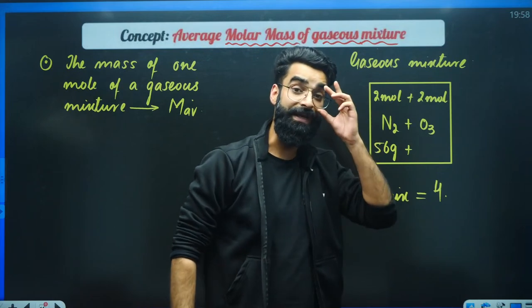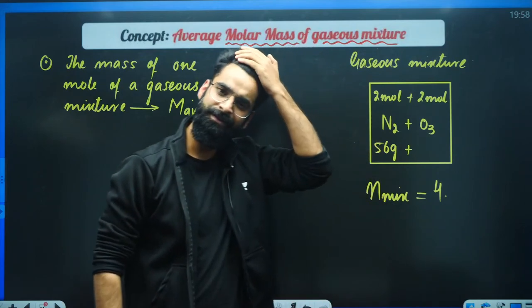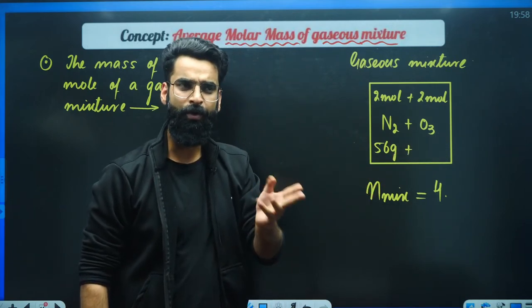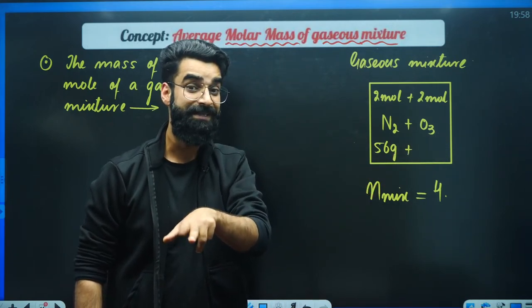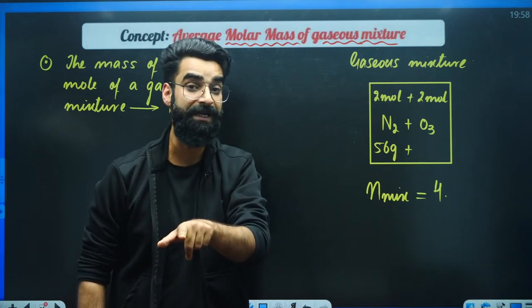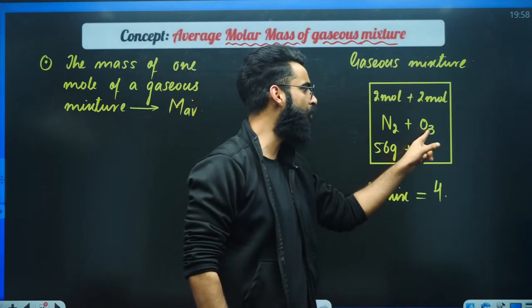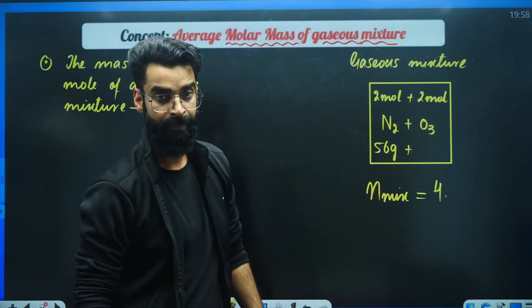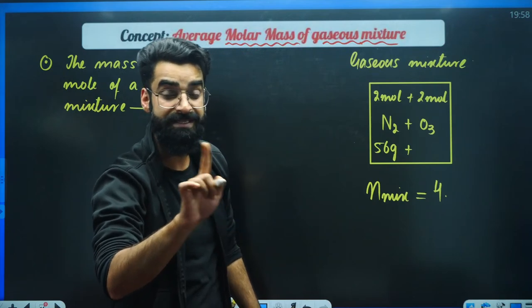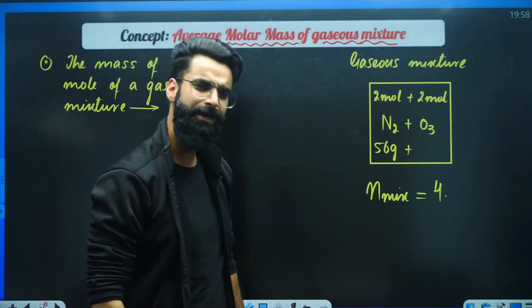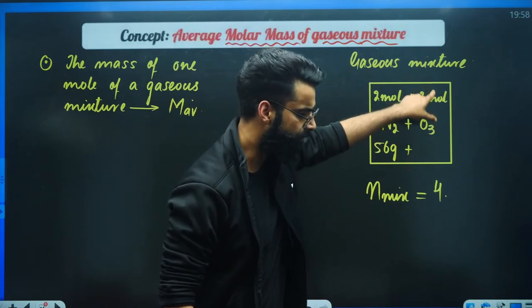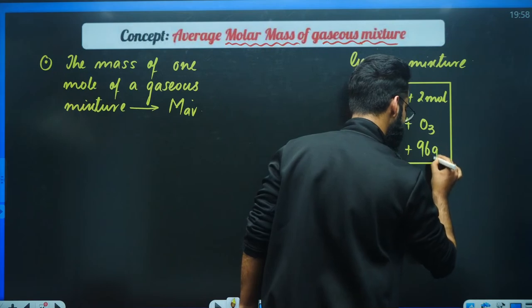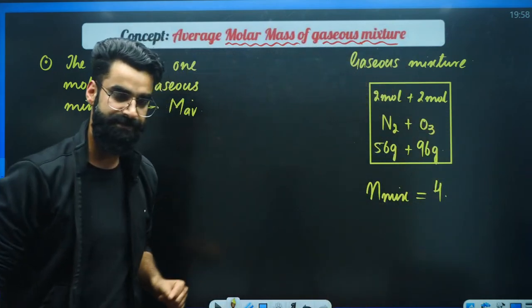Now tell me one more thing. What is the molar mass of ozone? That is 16 into 3, 48 grams. That means mass of 1 mole of ozone is 48 grams. But do I have only 1 mole of ozone in the container or 2 moles of ozone? I have 2 moles of ozone. If mass of 1 mole of ozone is 48 grams, will the mass of 2 moles of ozone be 96 grams? Yes, that's going to be 96 grams.